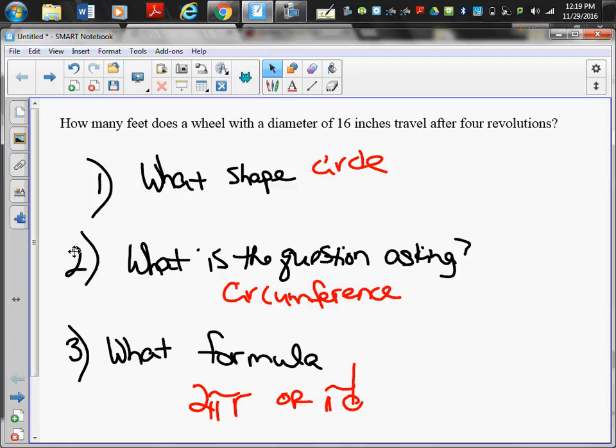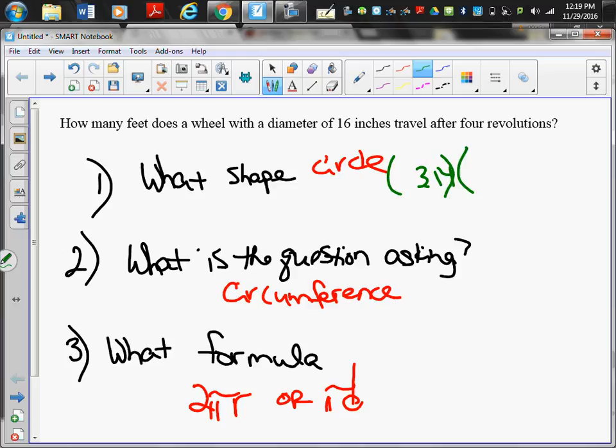Now, I know it is 2 times pi times radius, or pi times diameter. Which one am I going to use? Pi times diameter. 3.14 times 16. That gives me my circumference, and then what am I going to do? Multiply that by 4.